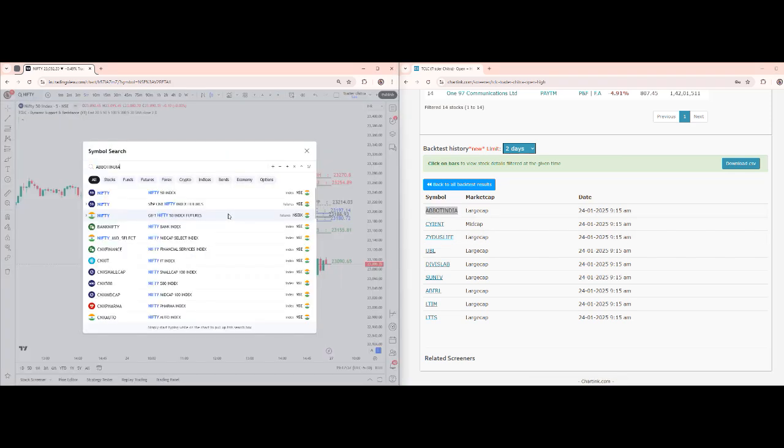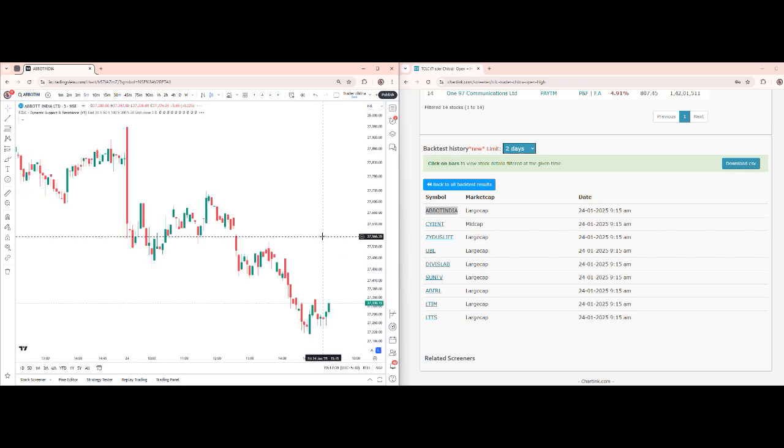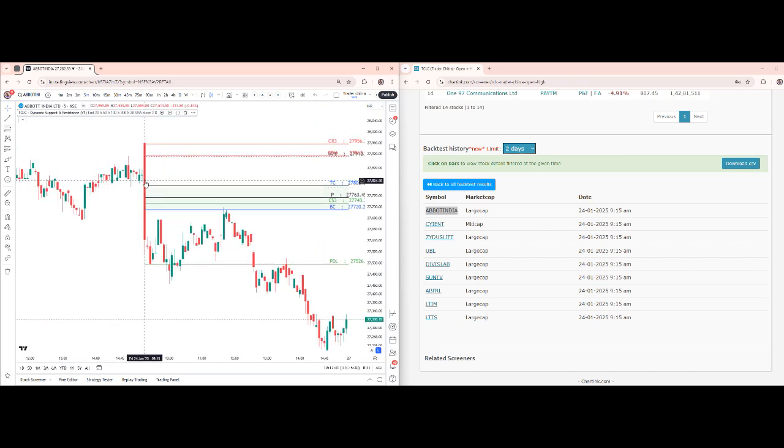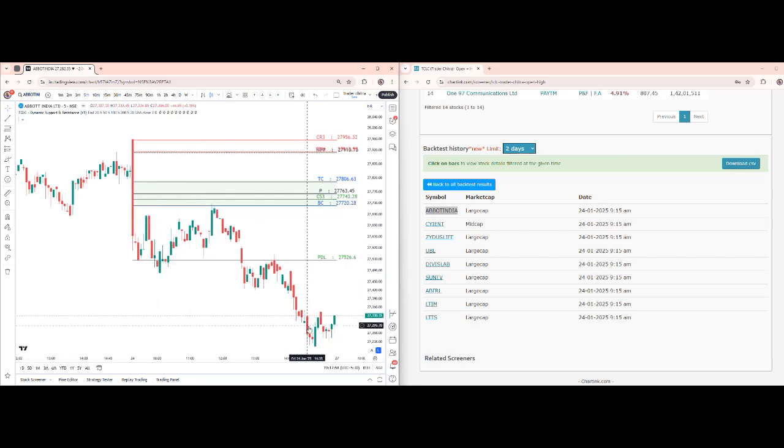We'll copy and paste it here. Here in this 5 minutes candle, we can see the open equal to 27,959.85 and high also the same. And we can see this particular stock is trading below the first 5 minutes candle, and it was trading below only. So in this condition we are looking for a selling opportunity.